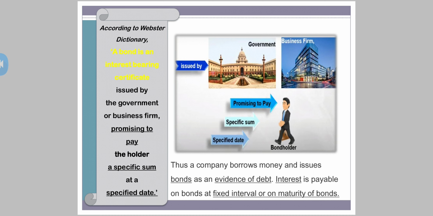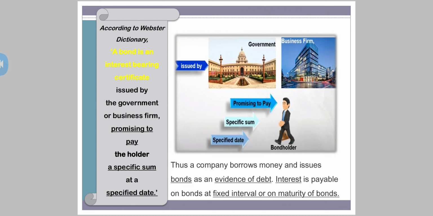Thus, a company borrows money and issues bonds. Whenever there is a need of additional capital, company may borrow money in the form of bonds. So see, thus a company borrows money and issues bonds as an evidence of debt. It's an evidence of debt. It's a proof. It's a liability. It's a proof of a liability.